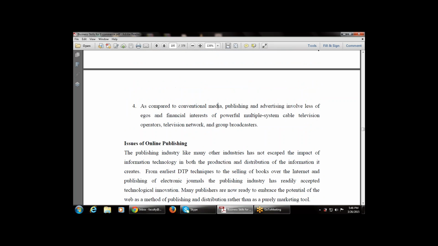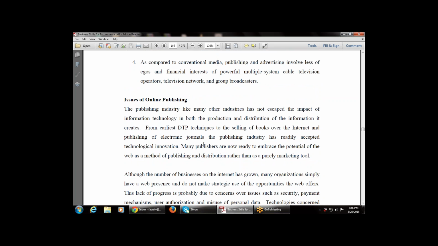Now, the next part is what are the various issues of online publishing. This topic I will take in the next class. So that's all for today's session. In the next class, I will take the various issues that are available in online publishing.